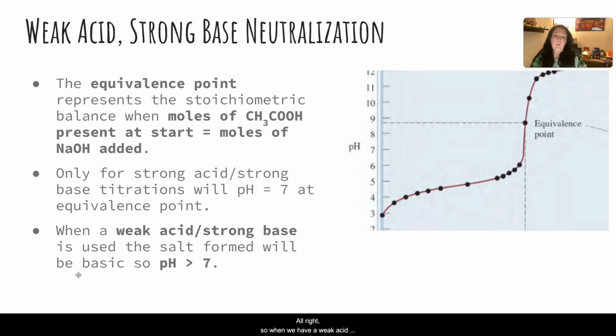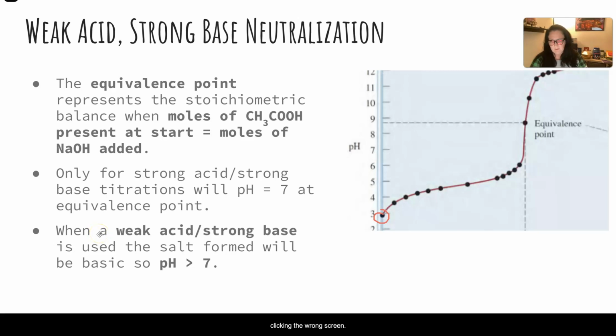All right, so when we have a weak acid and a strong base, the equivalence point represents the stoichiometric balance between your moles of your acid, which is the acetic acid you first started with, which is down here, and the moles of the hydroxide, or sodium hydroxide, that you added. It's the same thing. So only for strong acids is that equivalence point at 7. Since we had a weak acid and a strong base, it's got to be greater than 7, and the opposite would also be true.